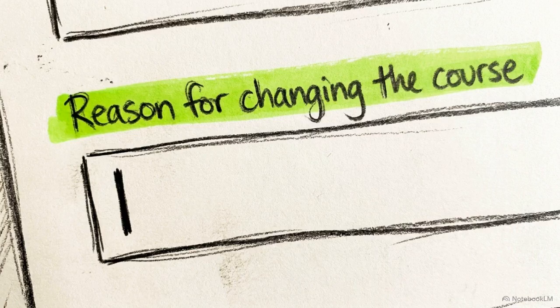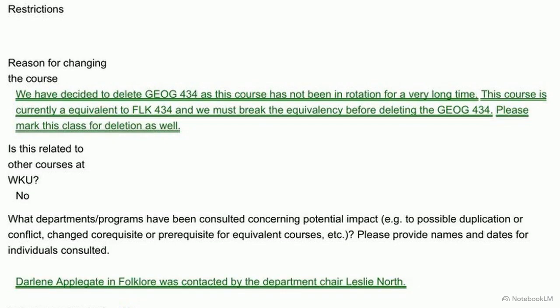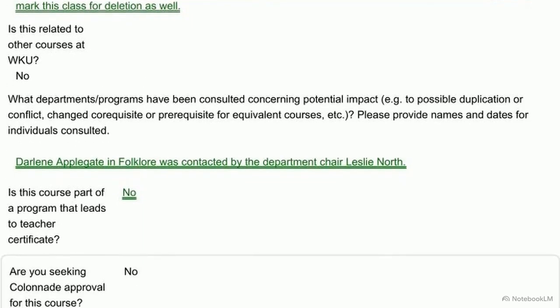Navigate to the Reason for Changing the Course section to document the necessity of the change. The rationale must be explicit. Here, the department notes the intent to break the equivalency with FLK 434 before deletion. Below, the form requires proof of consultation. We must list specific individuals contacted, such as Darlene Applegate in folklore.